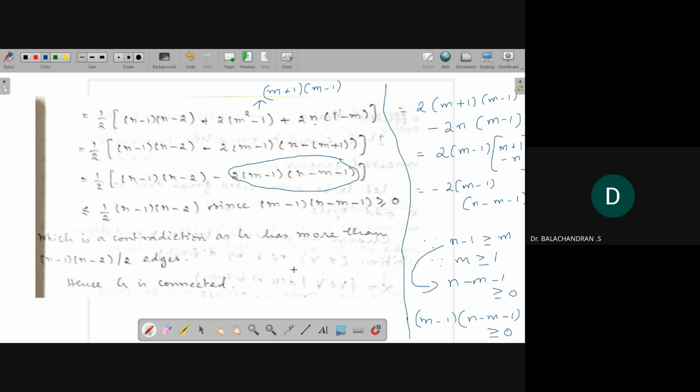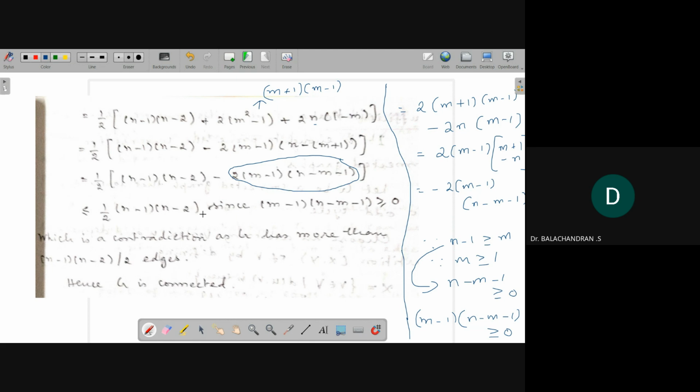For example, if you take 100 minus 50. Logically I can't tell it like this, but the idea is that this is a positive quantity. If I remove a positive quantity from this expression, the entire expression is less than or equal to this expression, 1 by 2 into n minus 1 into n minus 2.